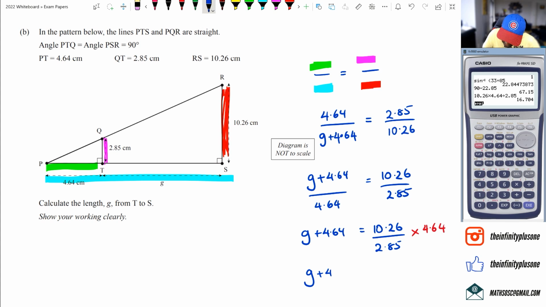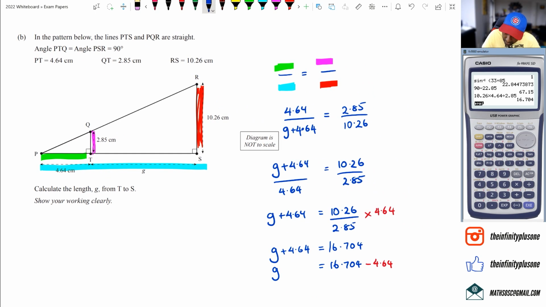G plus 4.64 equals 16.704. So G is equal to 16.704 take away 4.64. And when I do that, I am going to get a value for G, which is 12.064 centimeters. Now the grade for this question is actually the merit question, right?